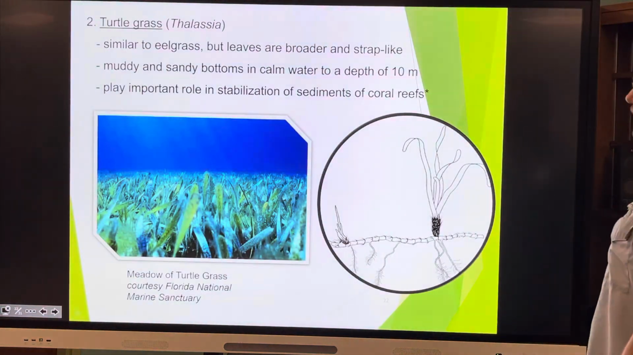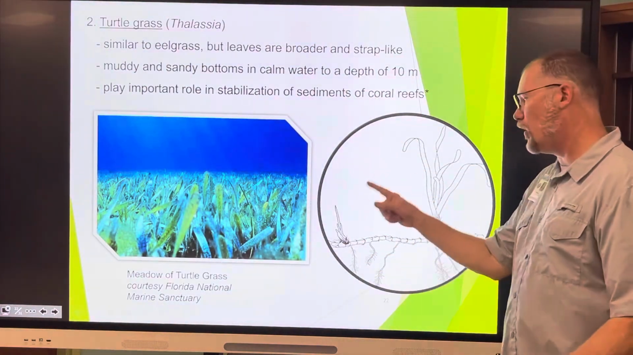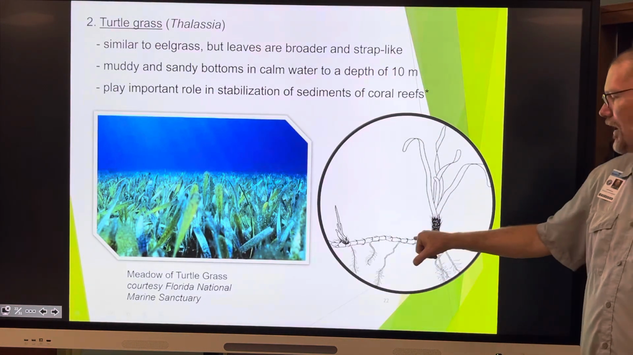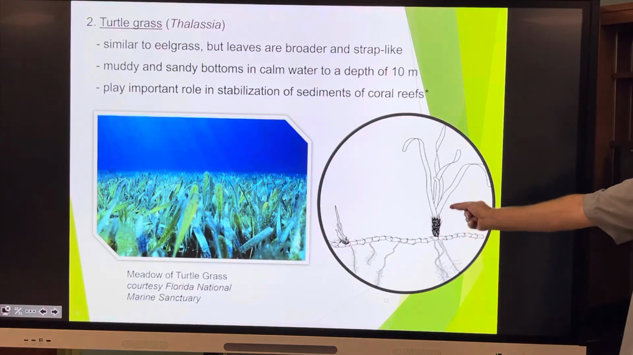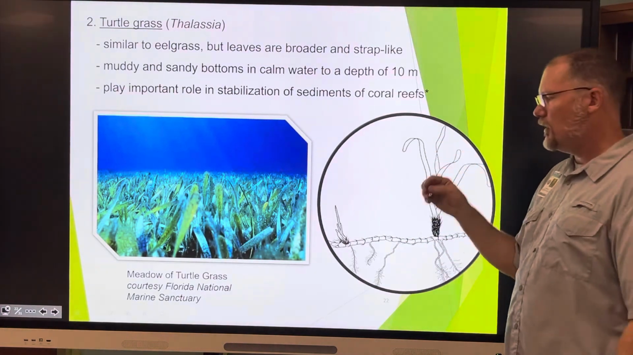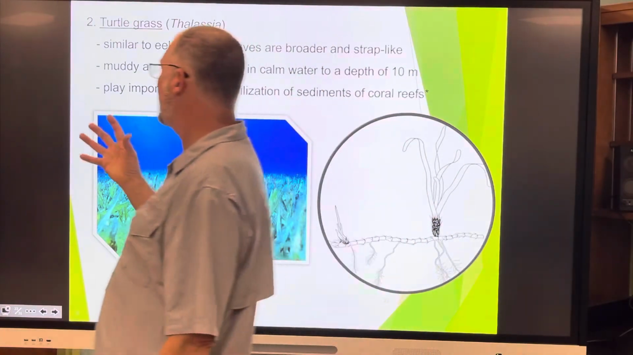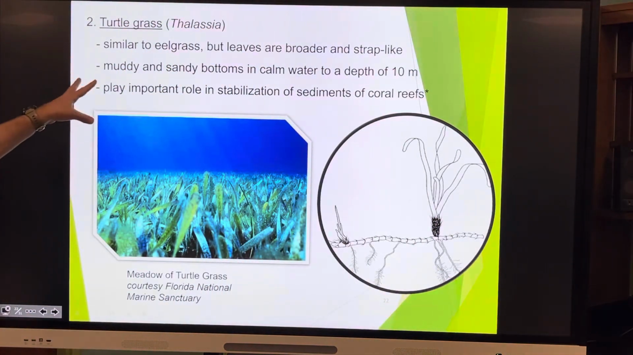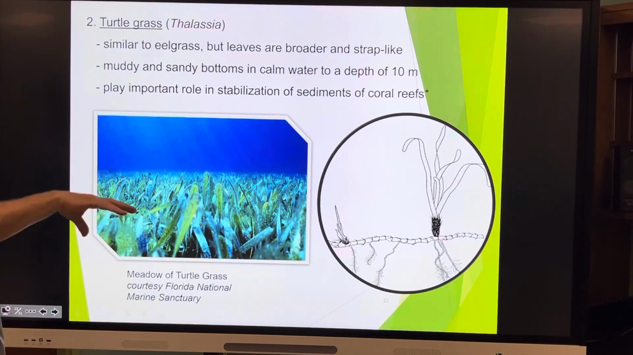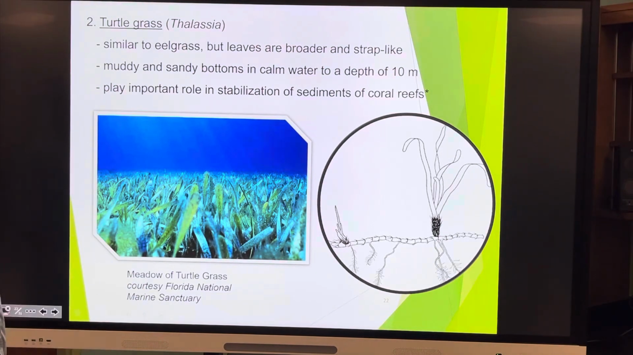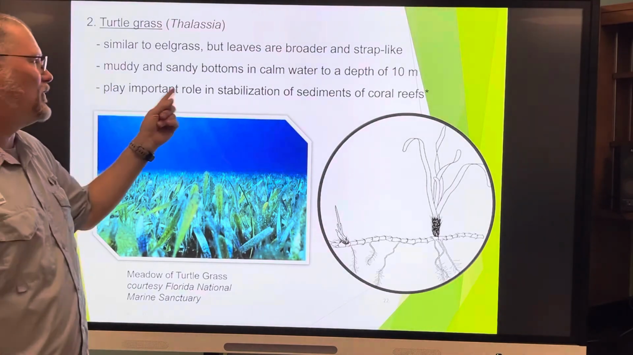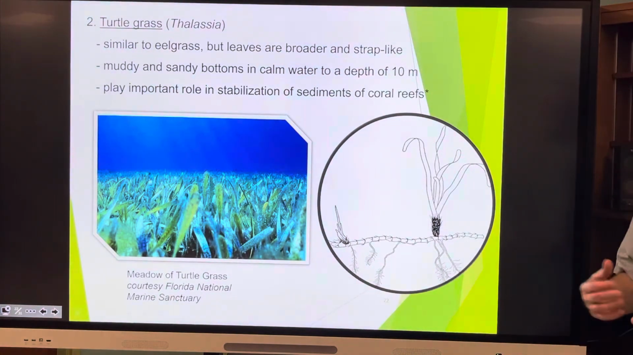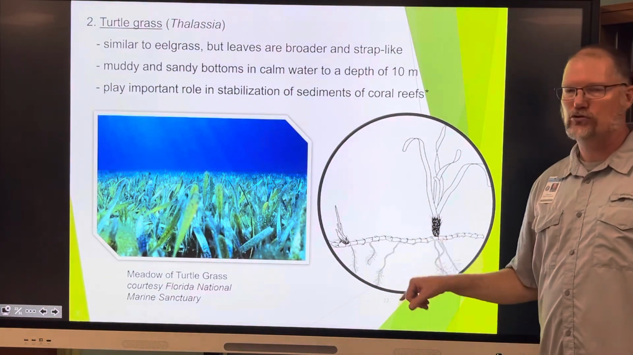And then turtle grass. You have to draw this. Don't label it. Just draw it in your notes. This is roots. That's called a rhizome. And these are the sprouts coming out in the leaves. They have strap-like leaves, similar to eelgrass, but broader leaves. Muddy and sandy bottoms, up to 10 meters deep. That's about 30 feet deep, and then it gets too dark for them. And they play a very important role in stabilizing sediments of coral reefs because they have actual true roots.